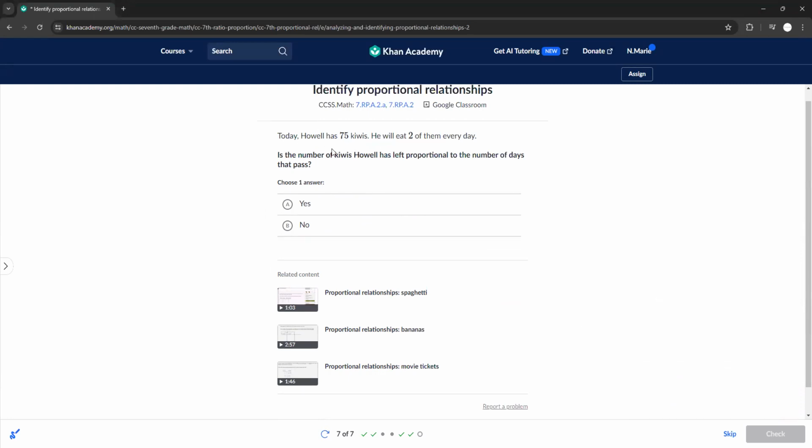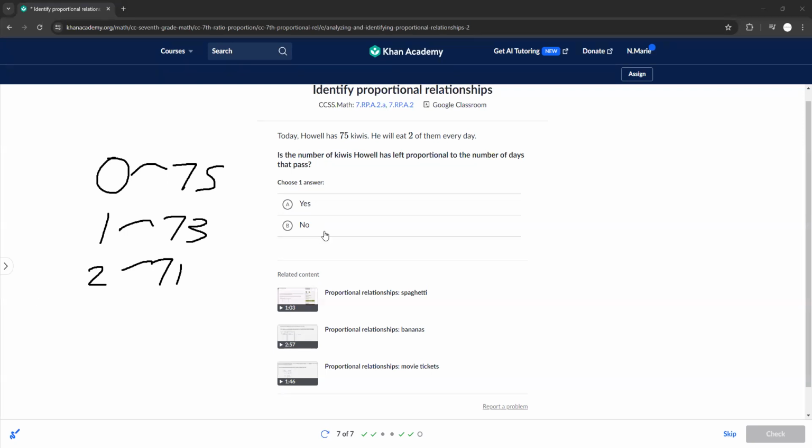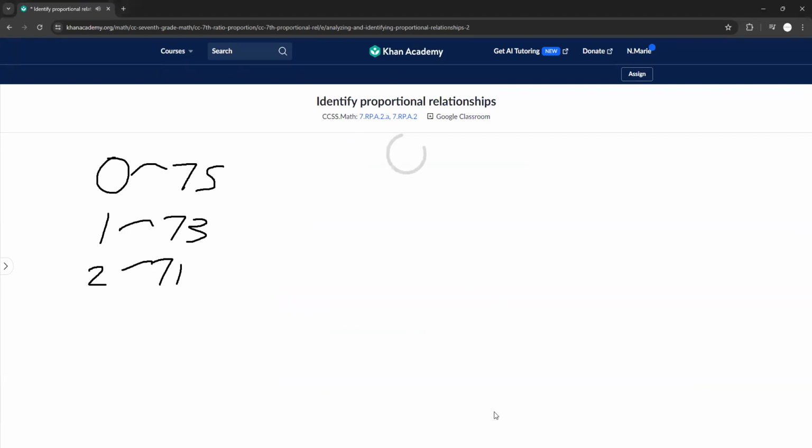Today, Howell has 75 kiwis. He will eat 2 of them every day. Is the number of kiwis Howell has left proportional to the number of days that pass? Okay, so 0 days, he has 75. Then the first day, he eats 2 of them. Then the next day he eats another. So 1 times 73 is 73, but this times 73 is not 73. So once again, it's not proportional.